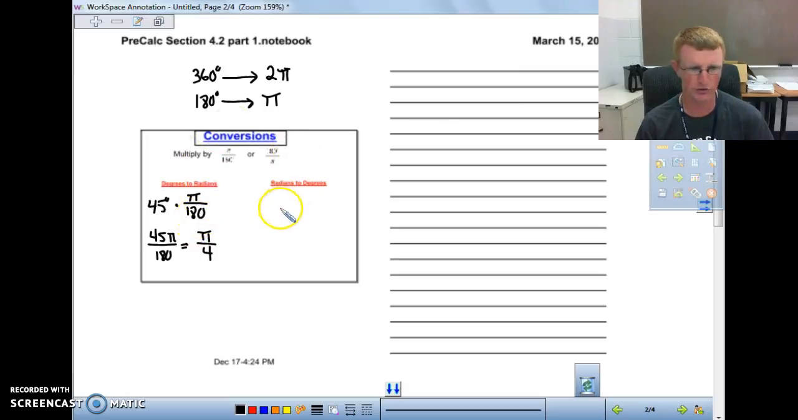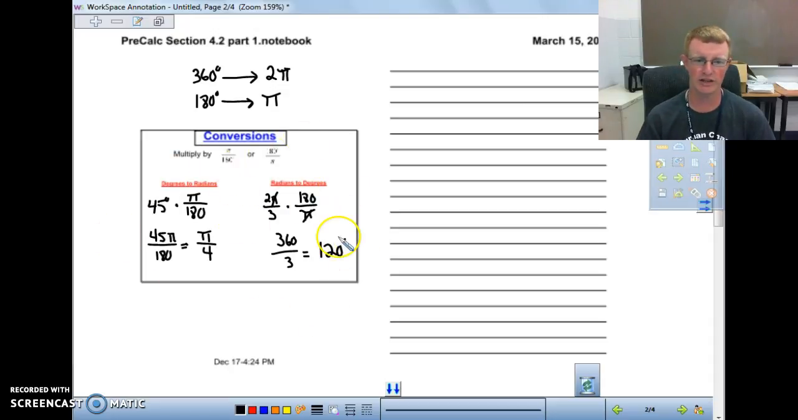And going in the opposite direction, say we had 2 pi over 3 as our radians. We want to go back to degrees. Well, we multiply by 180 over pi. The pi's will then cancel out, and then we simplify. 2 times 180 is 360, divided by 3 is 120 degrees. Really, really easy to convert back and forth between the two. You just have to remember that to go from degrees to radians, you figure out the fraction of 180, and then from radians to degrees, you just multiply by 180 and get rid of the pi.